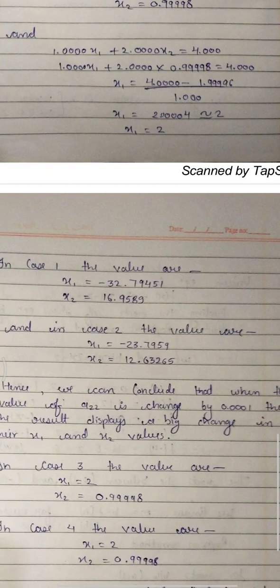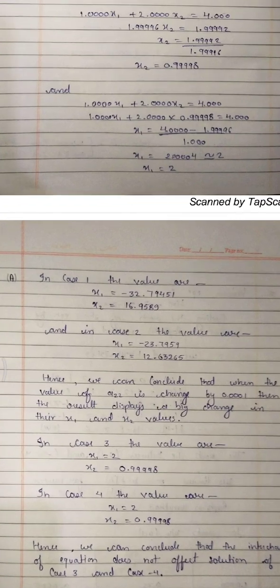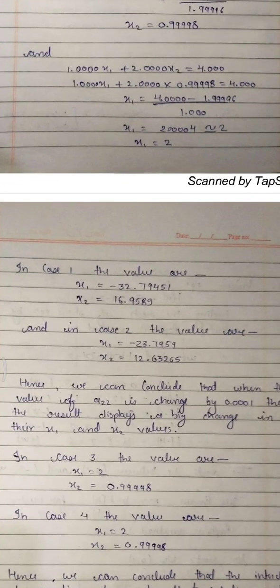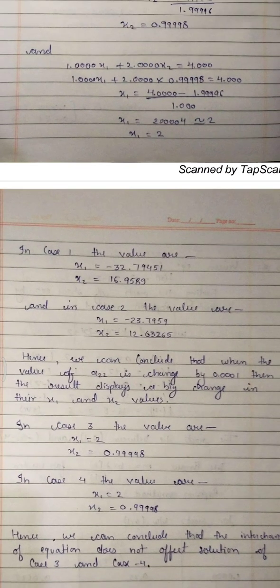In case 1, the values are x1 equal to minus 32.799451 and x2 equal to 16.9589. We have to check this against case 2. In case 2, the value of x1 is equal to minus 23.7959 and x2 is equal to 16.632565. So we can conclude that when the value of a22 is changed by 0.0001, the result displays a big change in the x1 and x2 values.